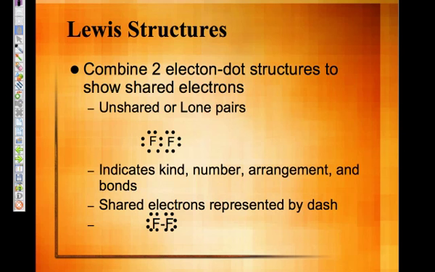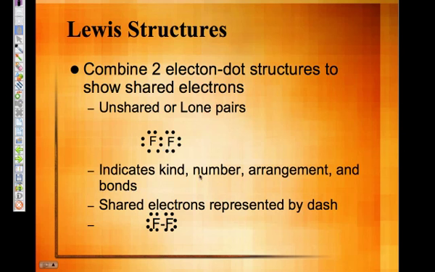So we are going to draw a compound and show where the electrons are at. We're combining two or more electron dot structures and we're going to show the shared electrons and the unshared electrons. So this is an example of F2. Unshared or lone pairs are the electrons that are not being shared. The shared electrons are the electrons in between the two elements. So these two electrons in between are shared between each fluorine. So they're sharing those two electrons.